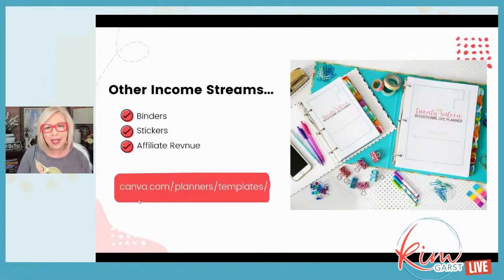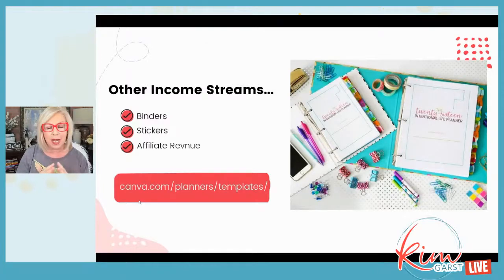And then people can pay for it, download it, print it off and use it. But the other income streams come into play by saying, well, you could buy a binder for it too, and I'll ship it to you. Stickers, things, that's another revenue stream. And then affiliate revenue, because think about it.